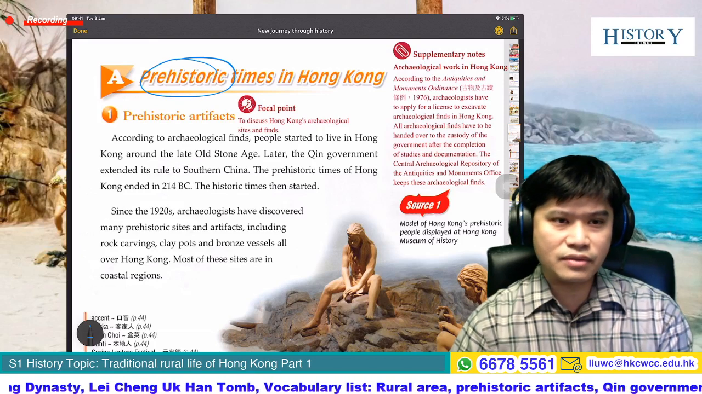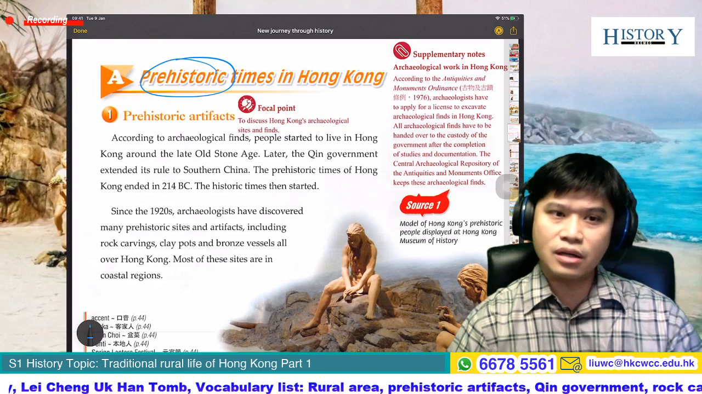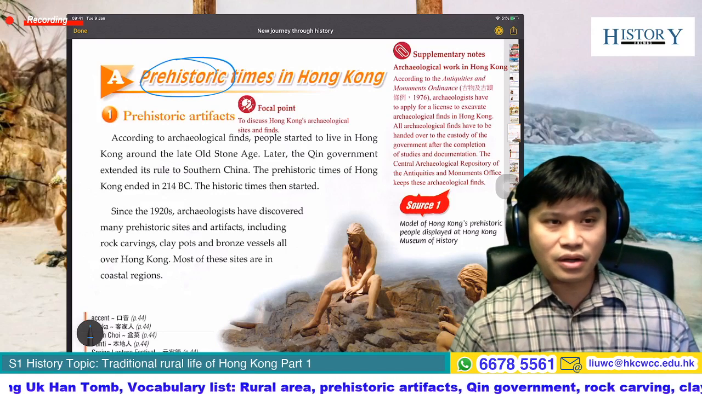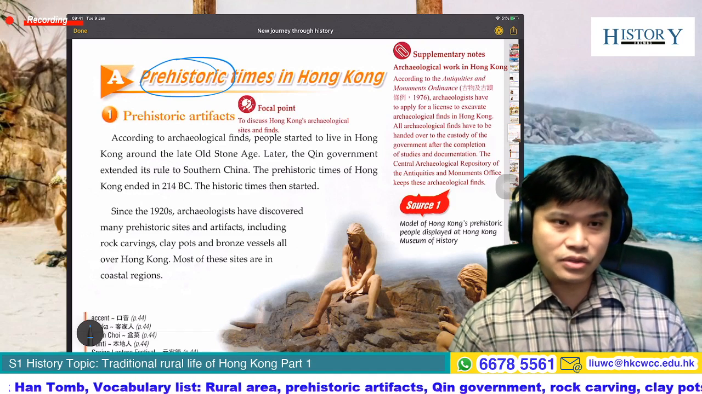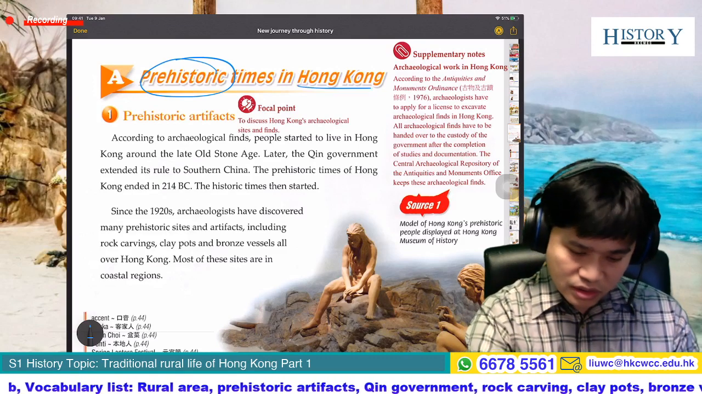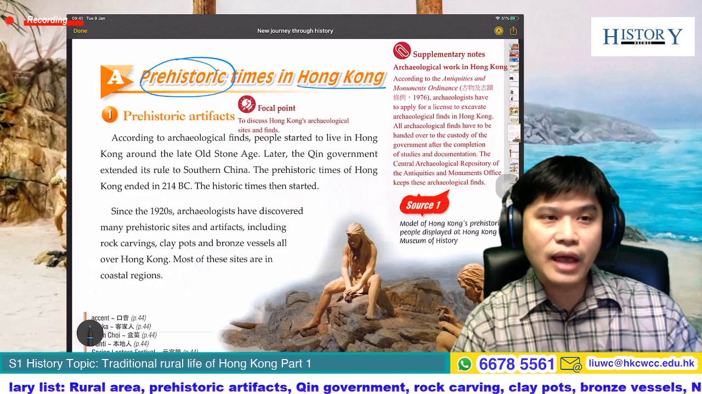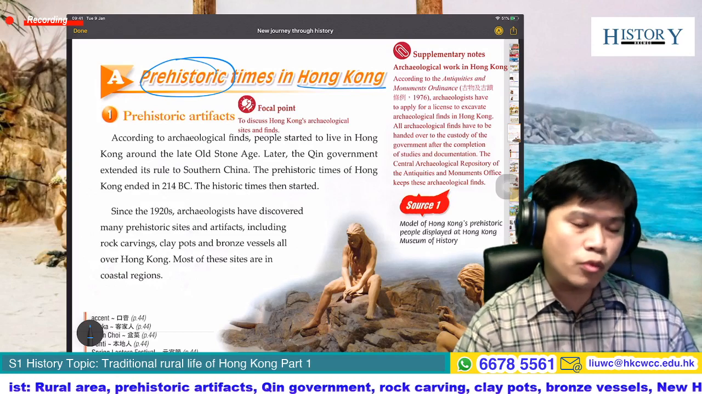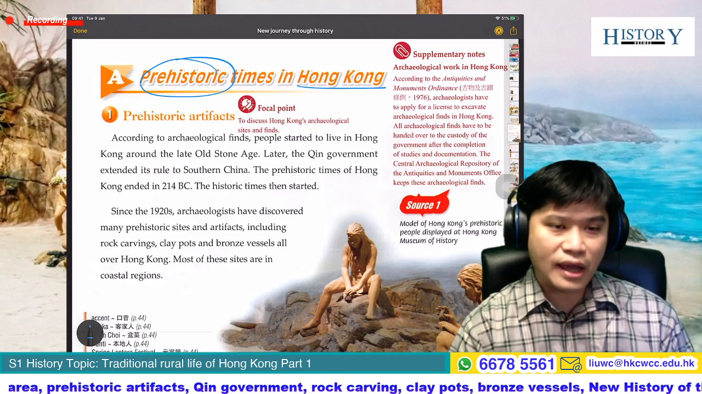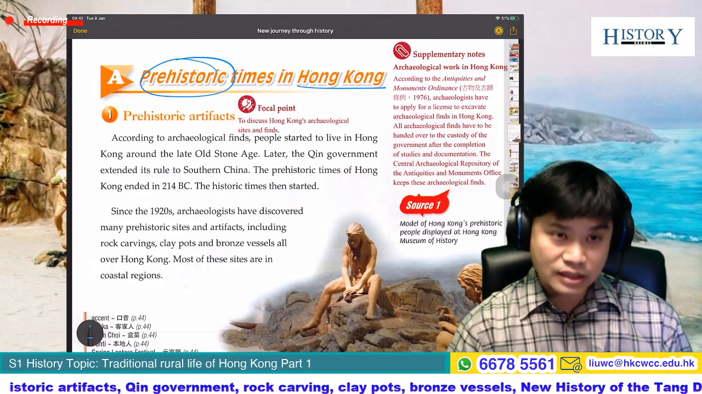However, when the Sumerians invented writing, did the people living in China, in this region, or in Hong Kong use the same writing? So can we say that the prehistoric time in Hong Kong ended at about 4000 BC? Of course not. So let's have a look: when was the start of the historic time, or the end of the prehistoric time of Hong Kong? You may have a look at the paragraph in this part.